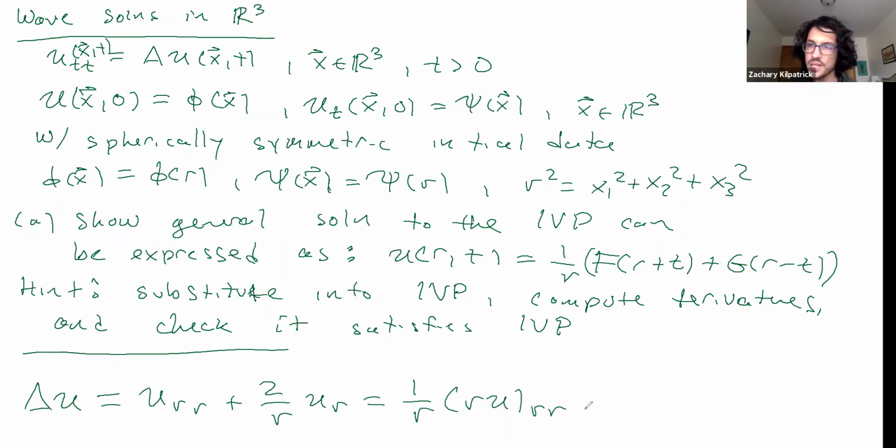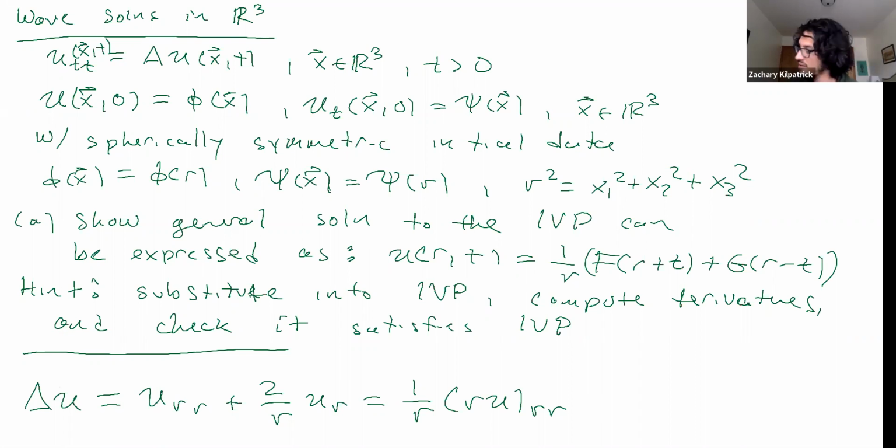Does anyone want to see the details of how to get that? On the prelim, I think you're just given this formula. It's good to know how to derive it from scratch. Anybody feel strongly about seeing that formula derived? I hear no loud assertion that you want to see that derived.